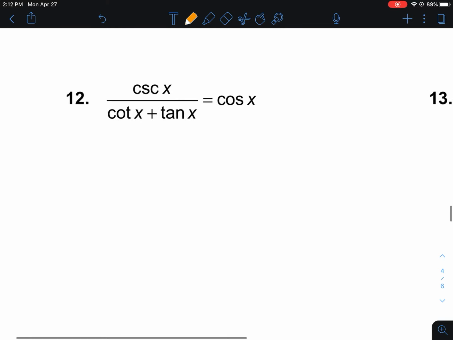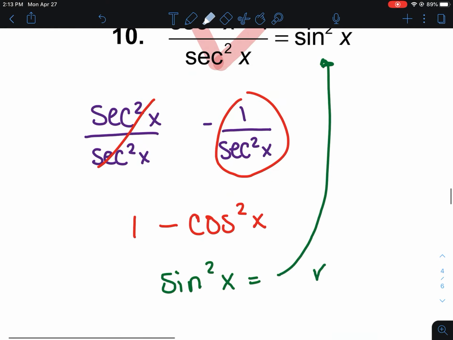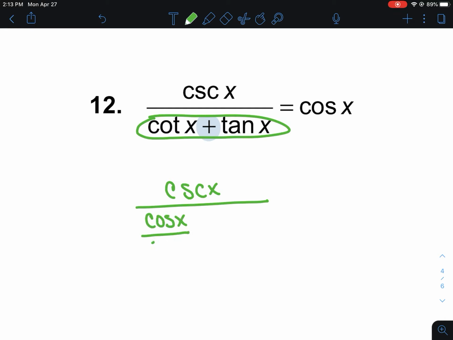Okay. Number 12, because I have a plus sign here, I can't just break that up like I did here. So I have to look at this bottom and see what I can possibly do with that. Okay, so the first thing I might do is change those from cotangent and tangent to in terms of cosine and sine. So cosine over sine and sine over cosine.